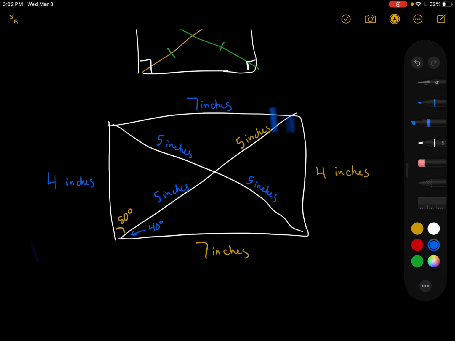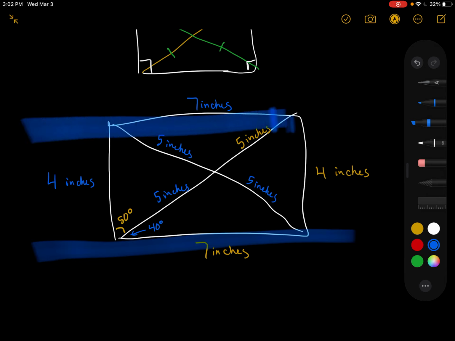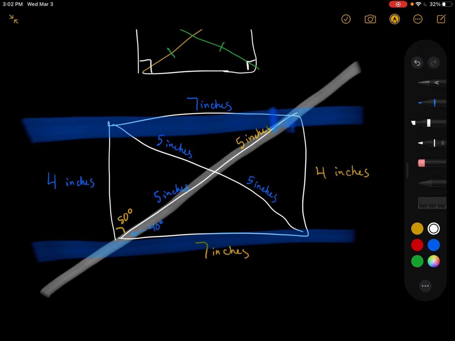So secondly, if we're looking for maybe other angles like here and here, remember that these lines extend and they are parallel, and remember back from a unit ago that we have some properties that we can use for this. So we know that this one would be 50 and this one would be 40, again, based on our properties from Unit 2.